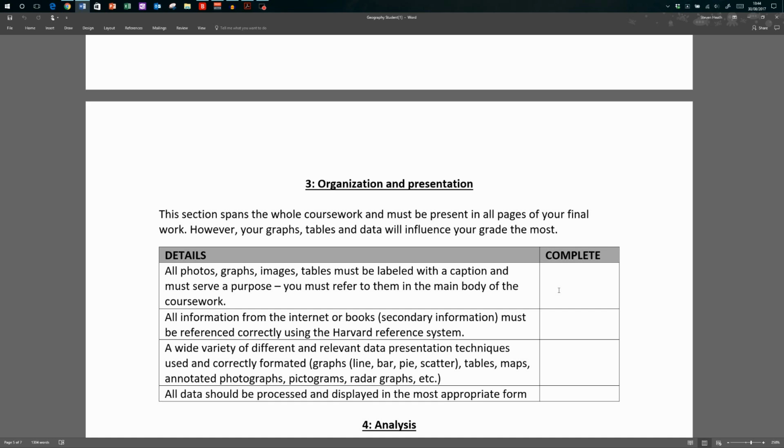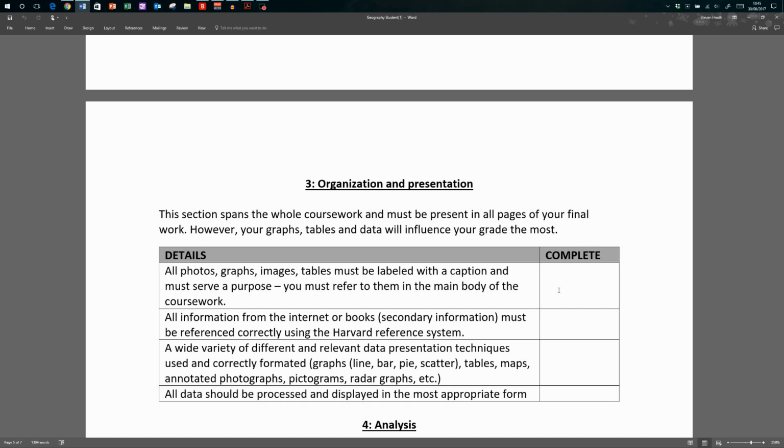Also in this part, any information that you collect from the internet or from books must be referenced correctly. Now I suggest you use the Harvard referencing system, simply because that's one of the main ones that we use in geography. You could also use maybe Chicago or MLA. I personally prefer Harvard. That might be up to your teacher though.